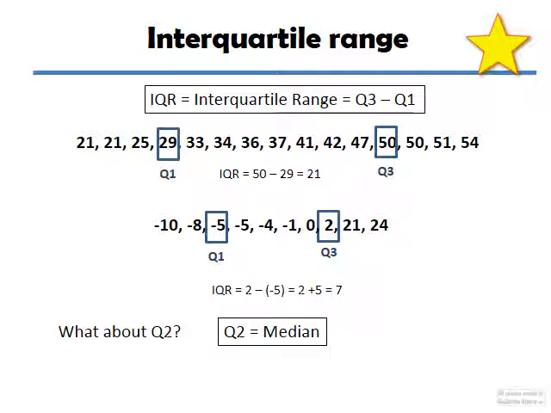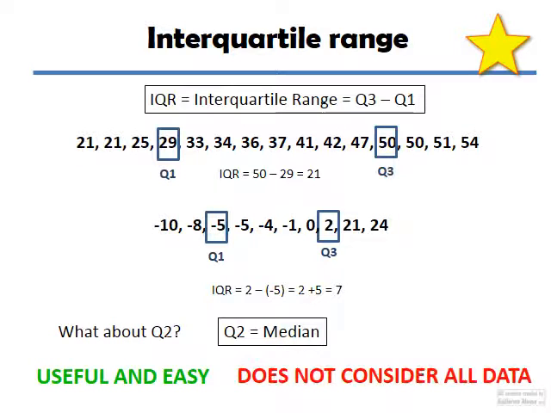If they ever ask for Q2, they are just trying to trick you. Yes, they want to know the median. So this is useful and easy. They love asking this in an exam, but that's what you should know about interquartile range. They do not consider all the data again, so that's the only disadvantage that it has.